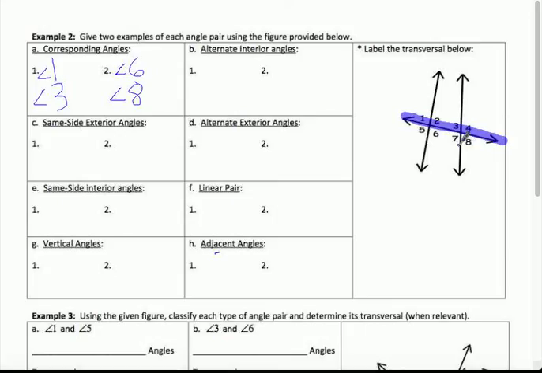Alternate interior angles. There are only two pairs of alternate interior angles because there are only 4 total interior angles. They would be angle 2 and 7, as well as angle 3 and 6. Same side exterior, they have to be on the same side of the transversal and both exterior. So 1 and 4, as well as 5 and 8.